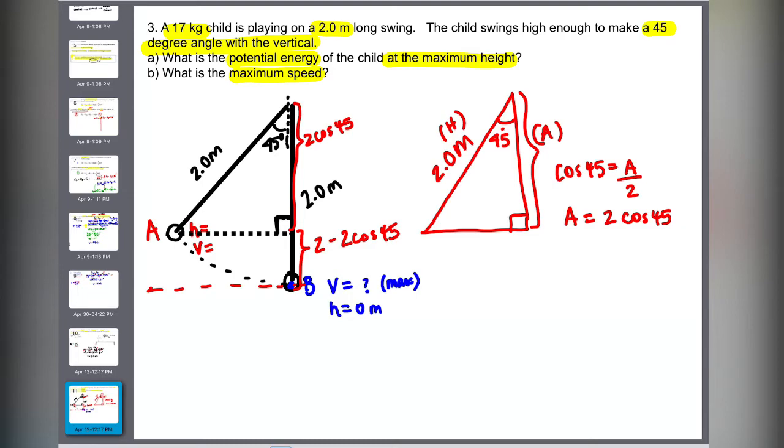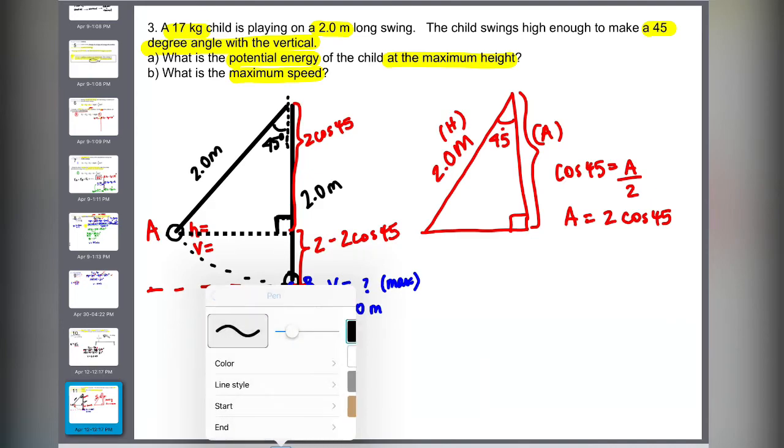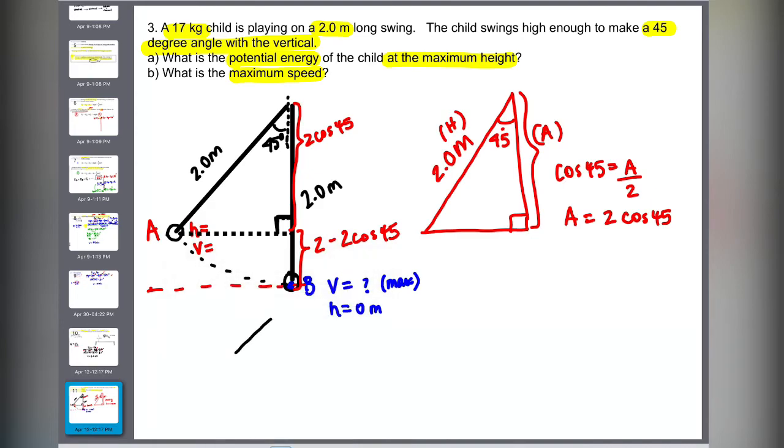So let's redraw this. There's so much picture, very confusing. So I'm just going to redraw the picture to make it all clean. This is point A. The height is 2 minus 2 cosine of theta. Okay, I'm not making this better.